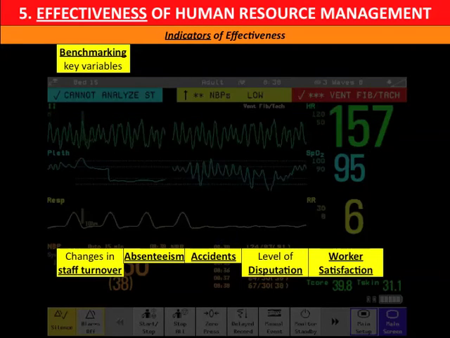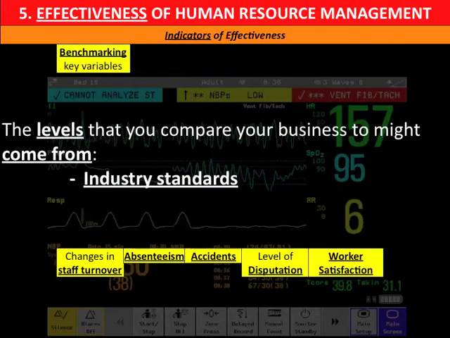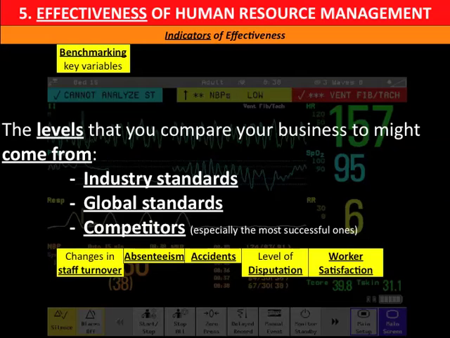Well, you might compare it to industry standards. There might actually be legal standards or something like that. But the industry that you're in, you can't just say, look, a level of staff turnover of 10% is excellent, because in some businesses that might not be excellent. In some businesses that might be fantastic. Like if that was in retail or something, it might be excellent. You could look at global standards, or you could even look at the competitors, especially the most successful ones.